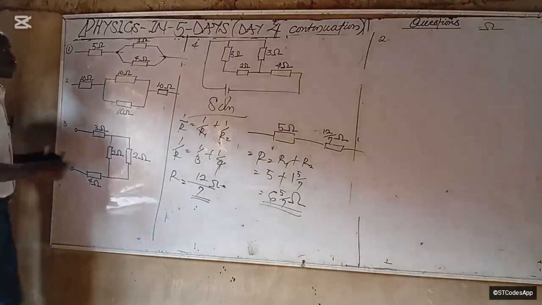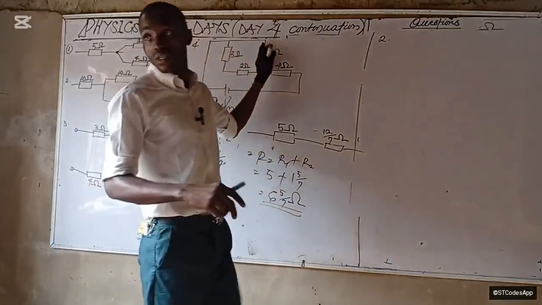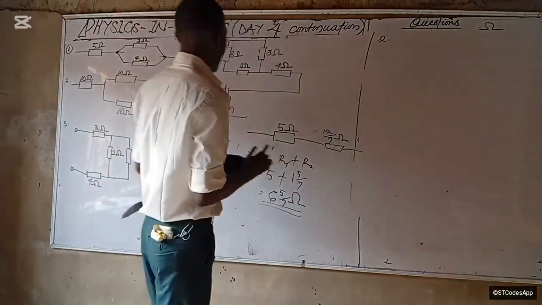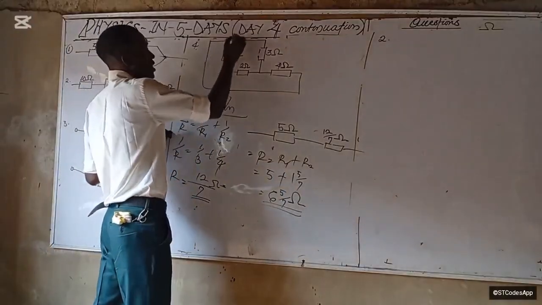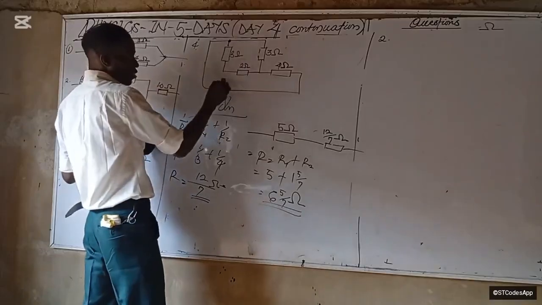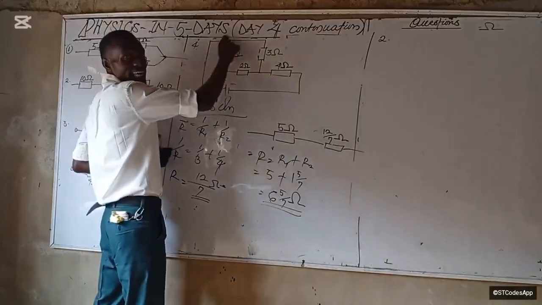4. To do this one now, I'm going to explain how you do the rest. So let me do 4. Is that okay? So where is the first junction here? If you are going like this, where is the first junction you encounter? Here, right? You are going like this because conventional current flows from positive to negative, right? So current first encounters this junction.